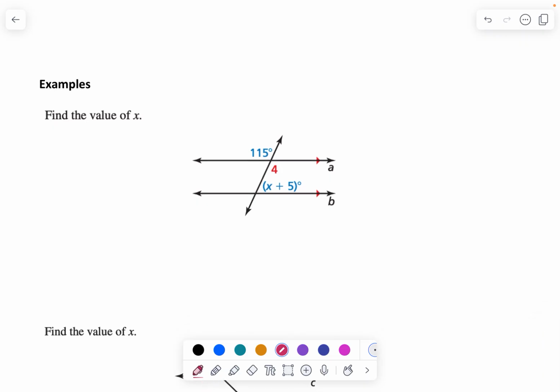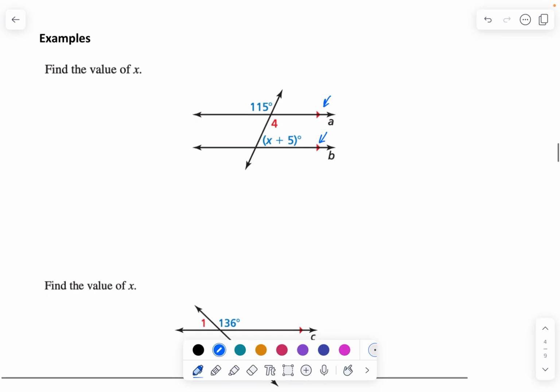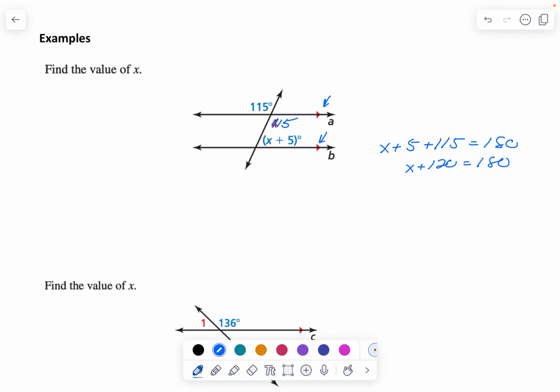Again, see how it shows that these are parallel. It's a little triangle there. So knowing that they're parallel, we want to find the value of x. Now, there's a couple ways you could go about this. A variety of ways you could go about doing this. But what's important is that you get the right answer. So some students say, oh, this is 115, and they do x plus 5 plus 115 equals 180, or x plus 120 equals 180, or x equals 60. Okay, so we get that.